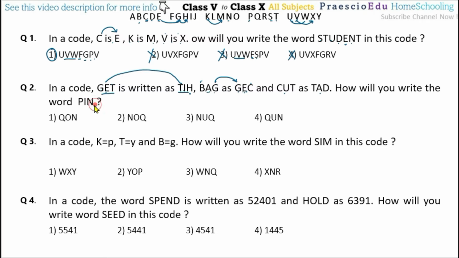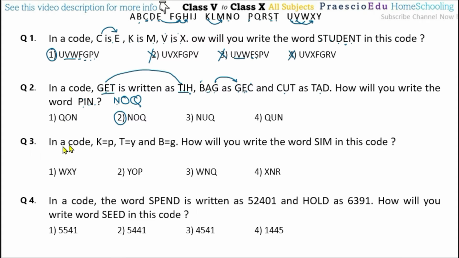So PIN. After the I, the next one is the U, AEI, next vowel is the O. Then N, which is starting from this, and then P. After the P the next letter is Q, so it will end with the Q. So NOQ. This is given in option number 2.